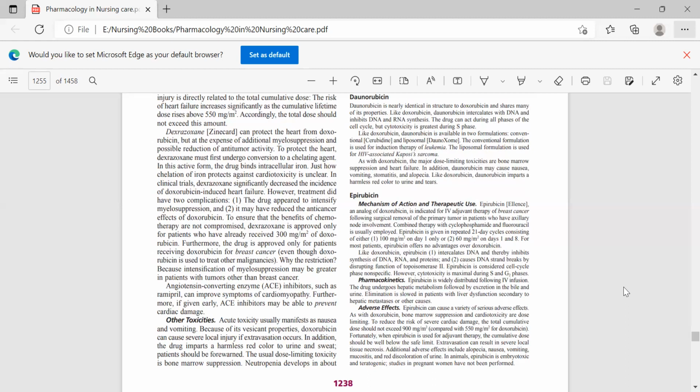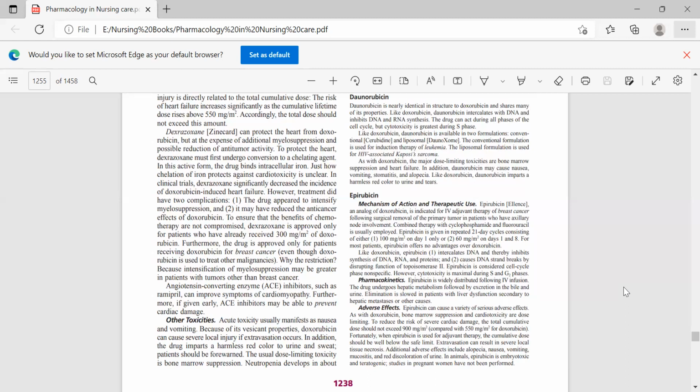To reduce the risk of severe cardiac damage, the total dose should not exceed 900 milligram per meter square. If we compare, the doxorubicin maximum dose is 550 milligram per meter square, while epirubicin has a maximum of 900 milligram per meter square. Fortunately, epirubicin is available for adjuvant therapy, and the cumulative dose should be well below the safe limit.